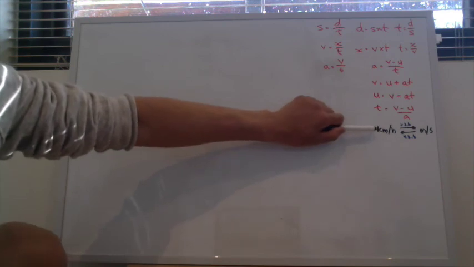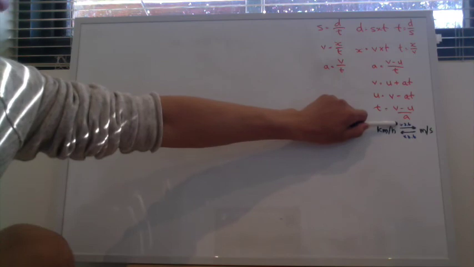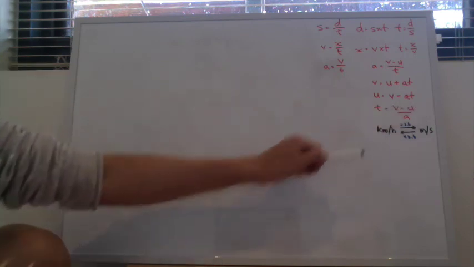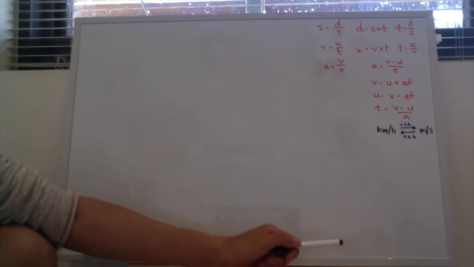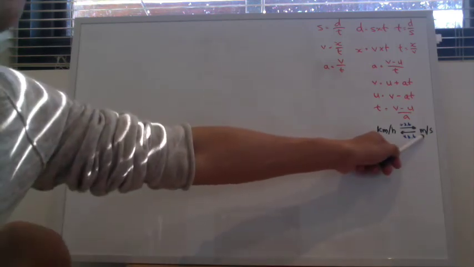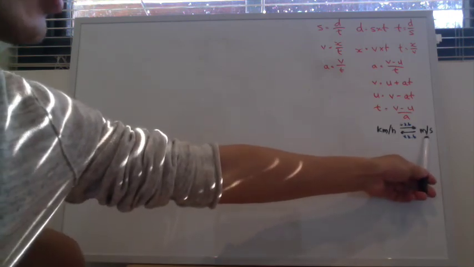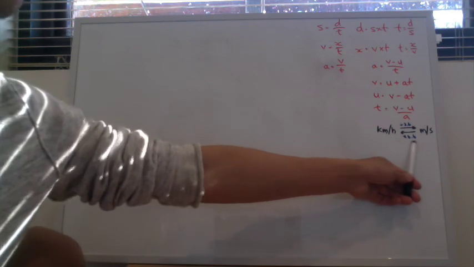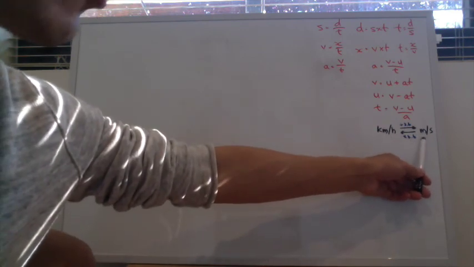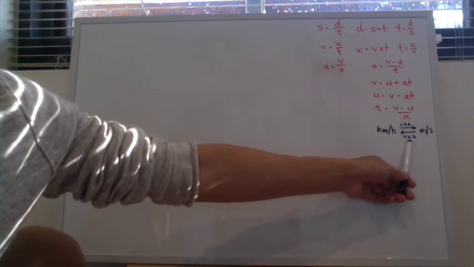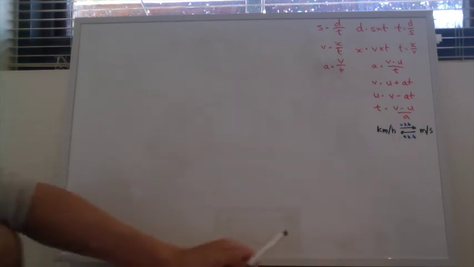So if you have 70 kilometers per hour, then you can do 70 divided by 3.6 to get meters per second. So 70 divided by 3.6 is 19.4, so it will be 19.4 meters per second. If I give you an object moving in meters per second and I want you to convert it into kilometers per hour, you then do the opposite and you multiply it by 3.6. So an object traveling at 10 meters per second will be going at 10 times 3.6, which is 36 kilometers per hour.